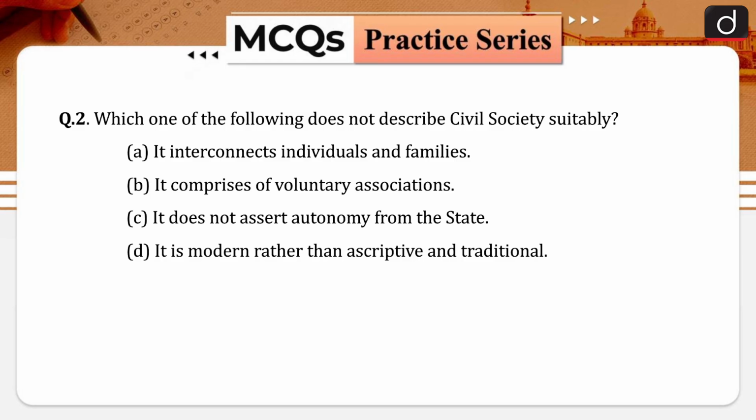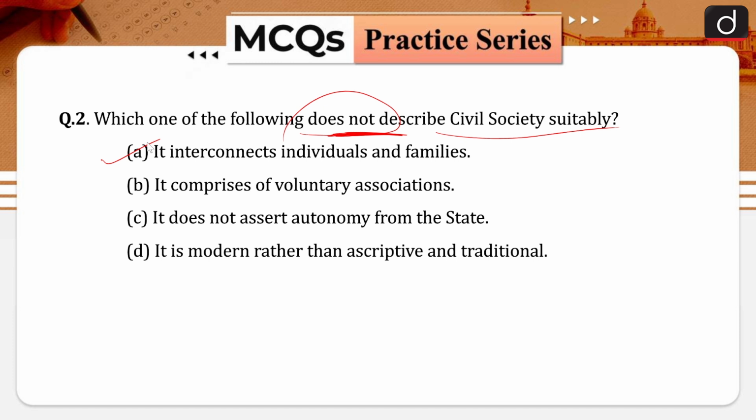which one of the following does not describe a civil society suitably? Option A, it interconnects individuals and families. Option B, it comprises of voluntary associations. Option C, it does not assert autonomy from the state. Option D, it is modern rather than prescriptive and traditional. So it is asking which is not describing the civil society suitably. So the correct answer for this question is going to be option A. That is, it interconnects individuals and families is not correct in nature.